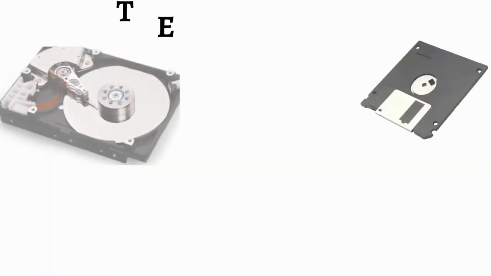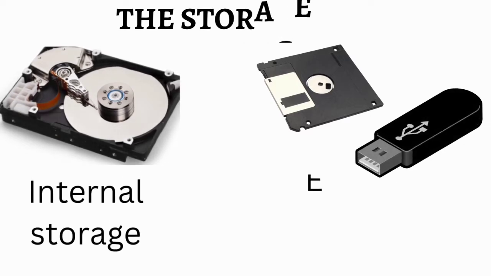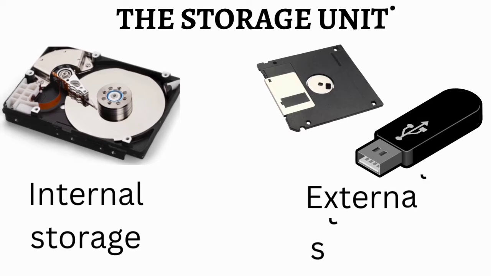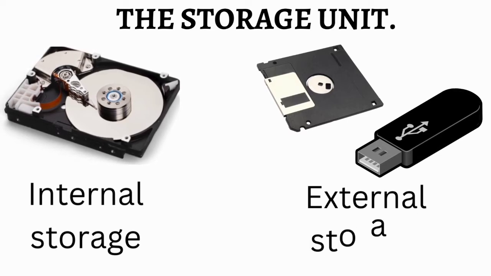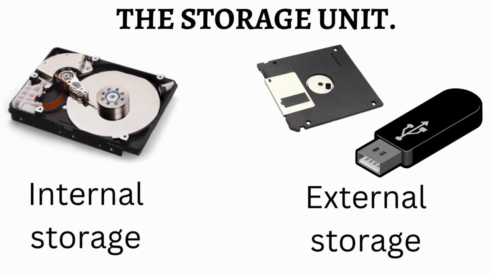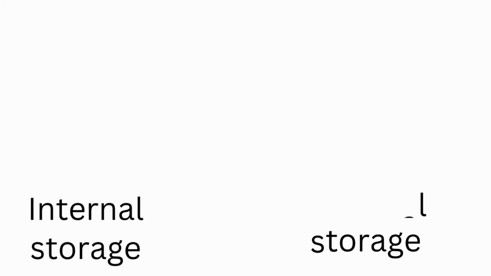Now let's take a look at the storage unit. This is where you store your information after it has been processed. We have the hard disk, which is an example of internal storage, and the floppy disk and the flash drive, which are examples of external storage.